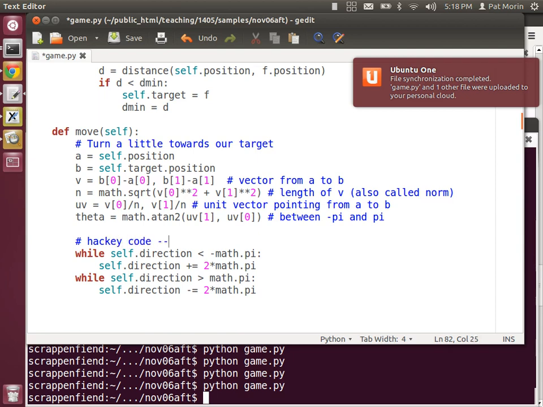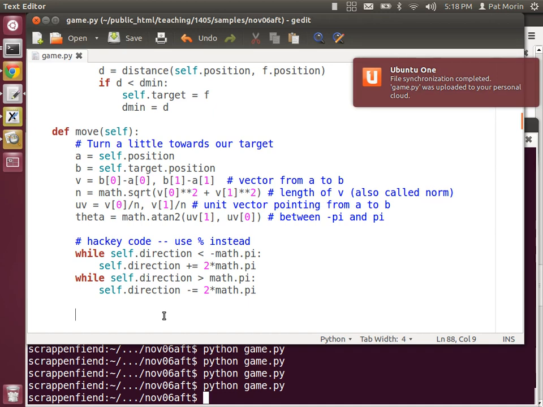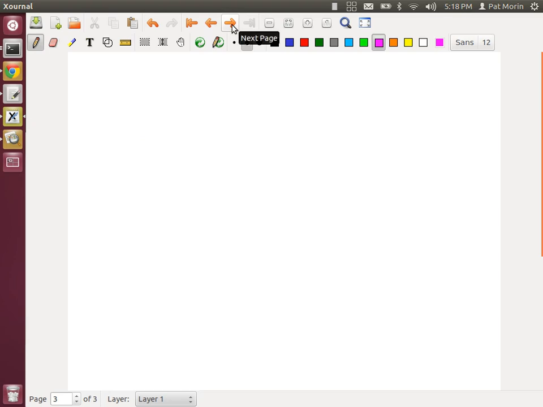So now what we have is the direction that we want to go to. It's called theta, and the direction we're going in, which is called self.direction. So let me write this in, hacky code. So exercise for you, figure out how to do that using modular arithmetic instead of a while loop. Okay, so now we want to get ourselves turned in this direction.